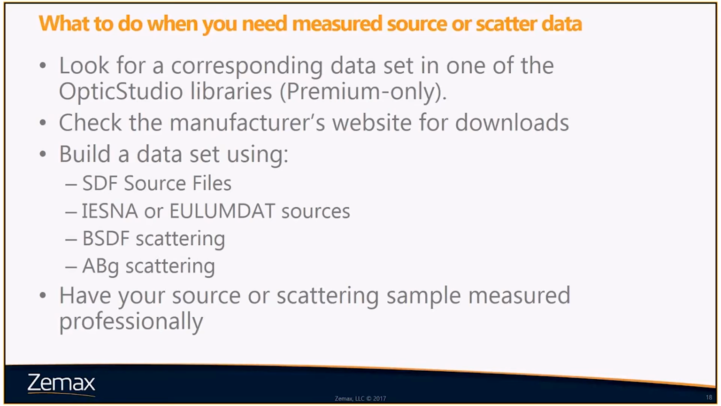You can also build a data set using the SDF source files or IES or LDT files. For scattering, you can build your data set using BSDF or ABg. Depending on how much data you have and how much time you're willing to put into it, BSDF and SDF are both the top pick, and then IESNA Illum sources are kind of similar to ABg scattering in that they'll be a pretty good approximation, but they may not be 100% accurate in every case.